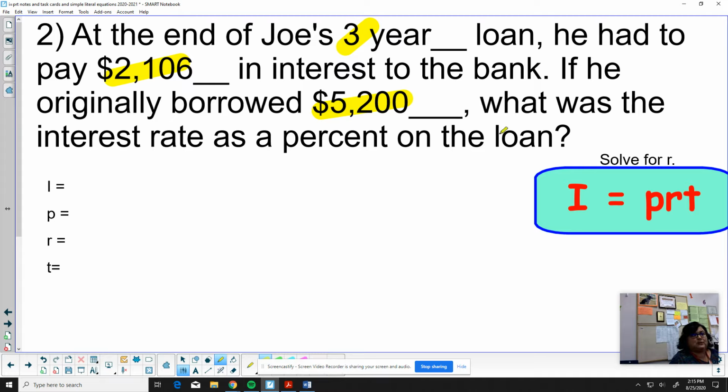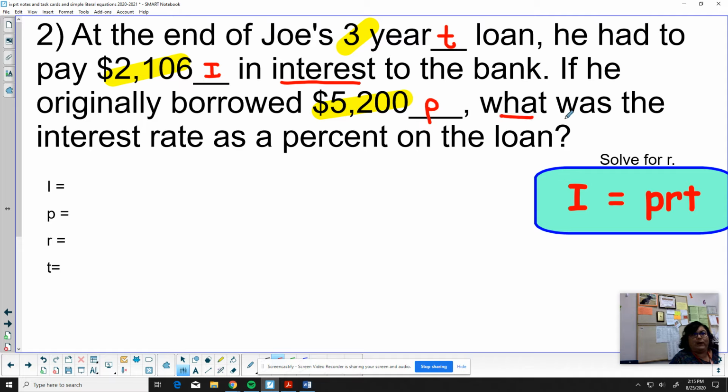Okay, what was the interest rate? That's the question. All right, so hopefully you noticed that this is 3 years. This is T. He had to pay $2,106 in interest, so this is I. And he originally borrowed $5,200. That's the bigger money. It's how much he borrowed. It's his initial amount, so that's the P.